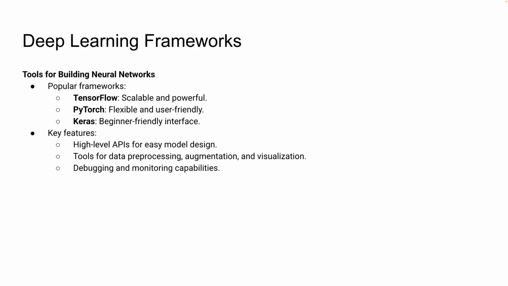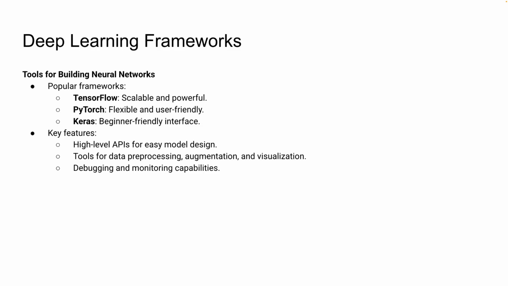But what about data? Neural networks are hungry. They need lots of high-quality data to learn effectively. Think of data as the raw materials needed for a construction project. Tools for data loading, pre-processing, and augmentation are essential. For example, you might resize images, normalize pixel values, or even flip and rotate images to create more training examples. It's like having a multi-purpose tool that not only builds but also prepares the materials.